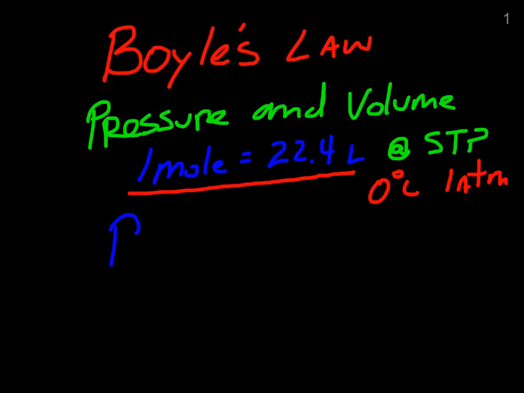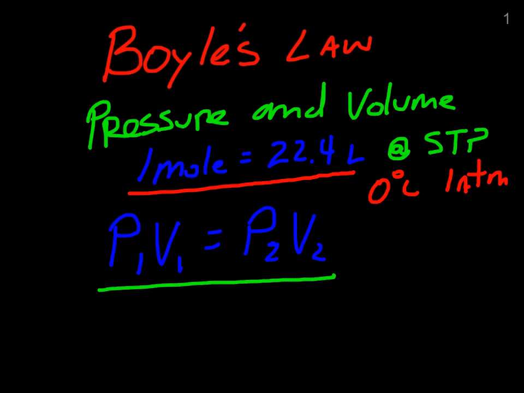Boyle's law looks like this: P1 V1 equals P2 V2. Another way to look at that would be that pressure, when multiplied by the volume, is going to equal a constant. But this is the form that you take to solve problems with most often. P being pressure, V being volume. So here's how this whole thing's going to work.